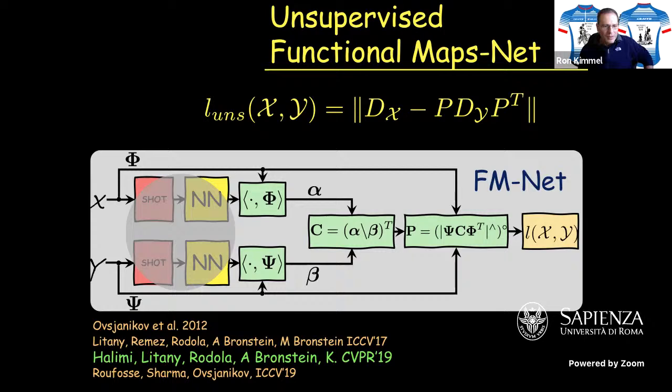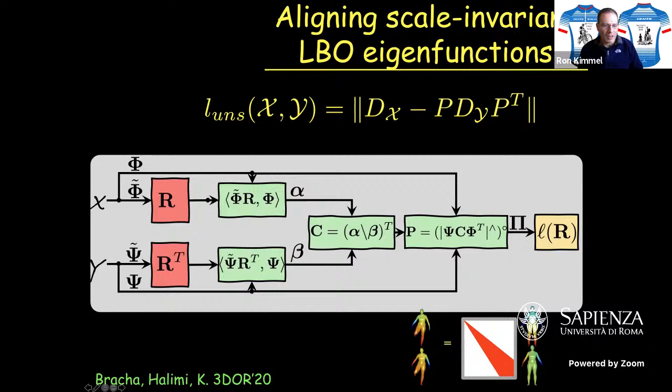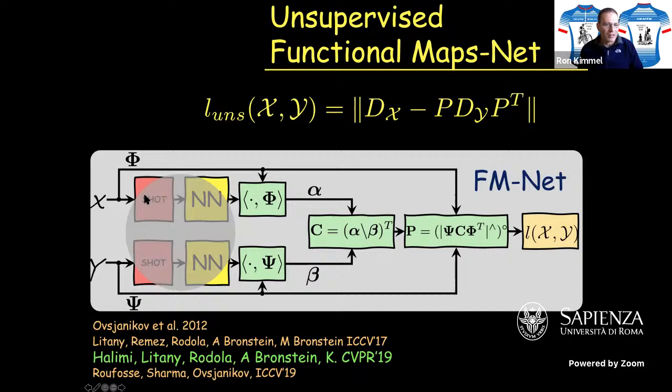And what we did is, rather than feeding SHOT to the network, we fed the eigenfunctions of the scale invariant Laplace-Beltrami operator. This is work by Amit Bracha and Ofir Halimi. The idea is that rather than feeding a SHOT into the network, I would feed the eigenfunctions of the scale invariant LBO.